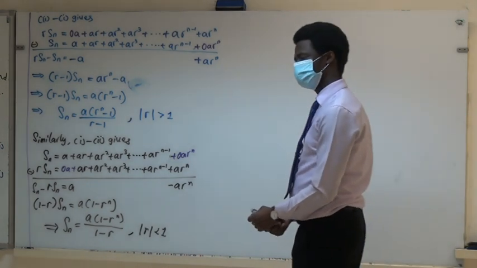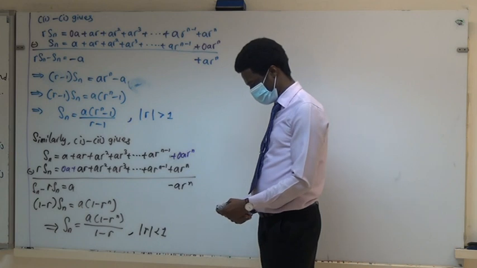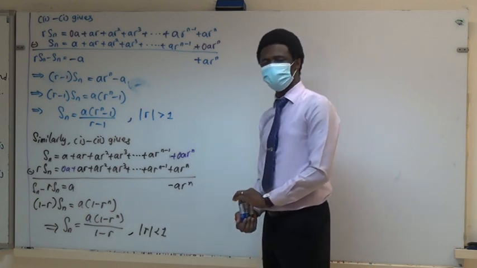Why do you say the second one? Because you're minusing the. There's nothing like minusing. Speak like a Form 4 student. Don't speak like a P6 student. Henceforth in this class.